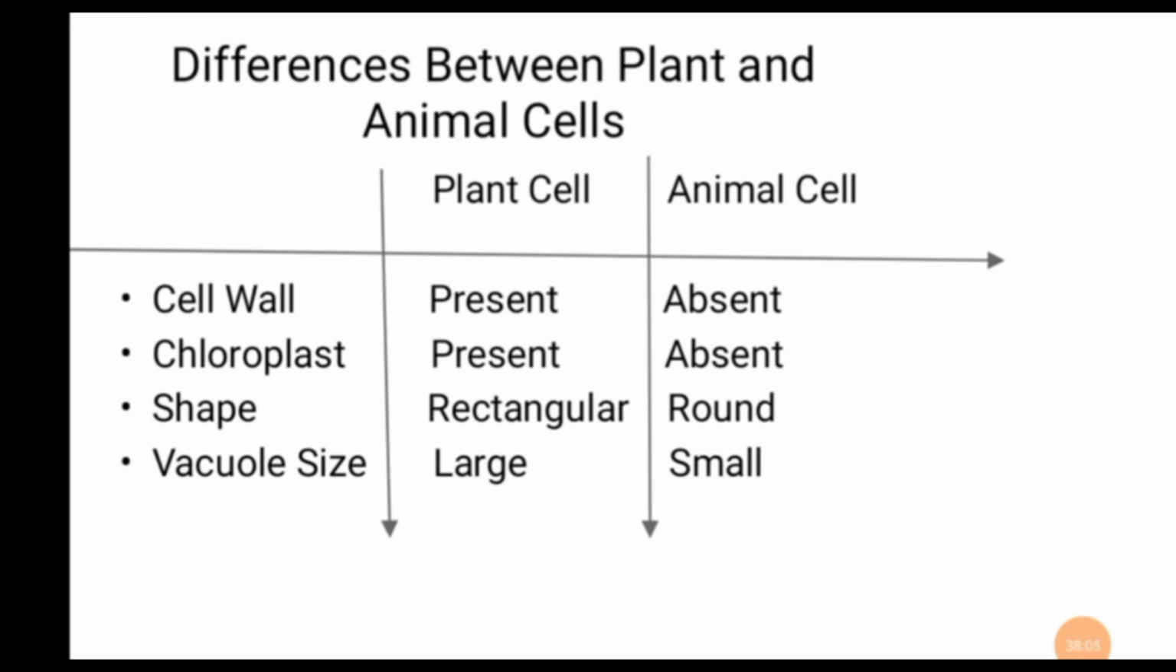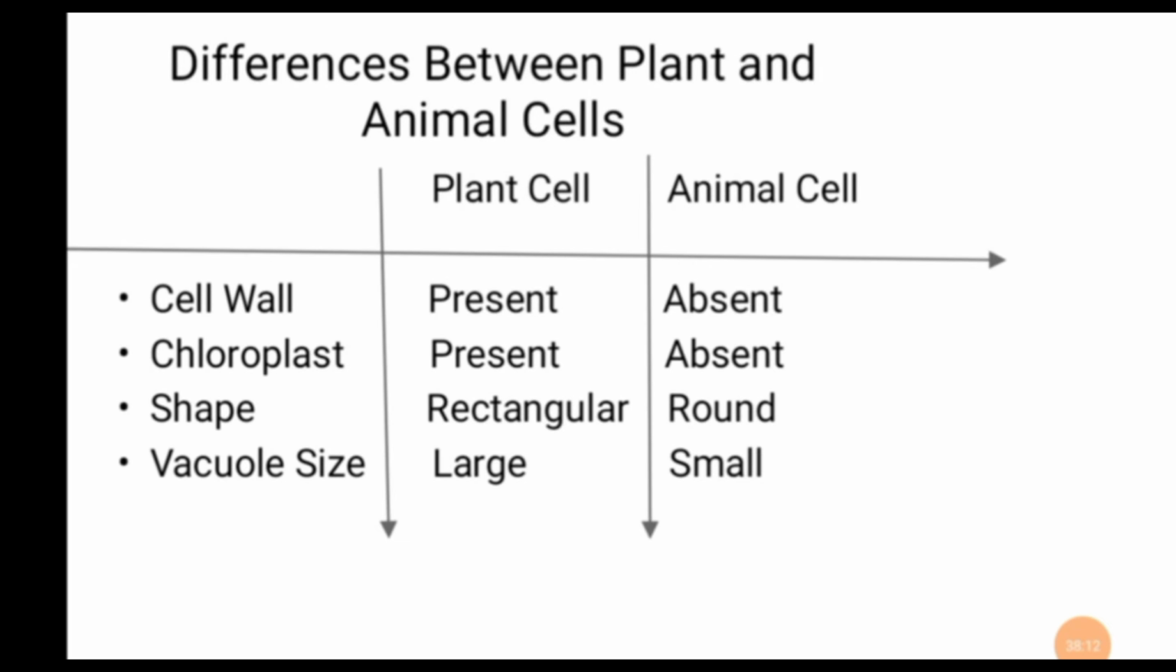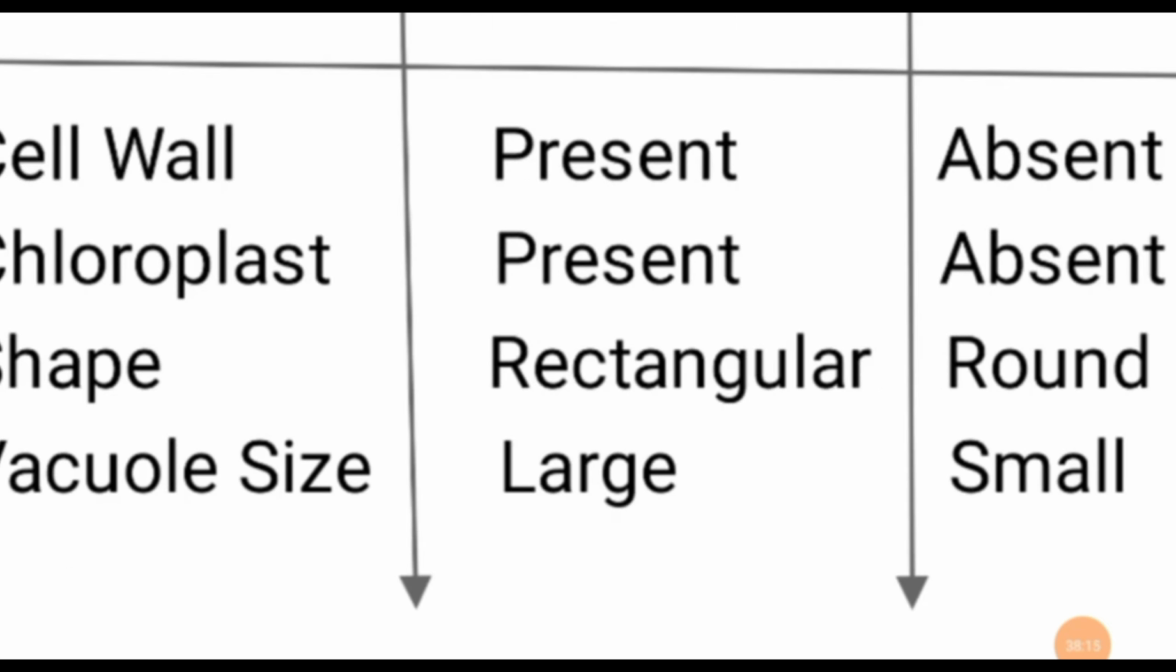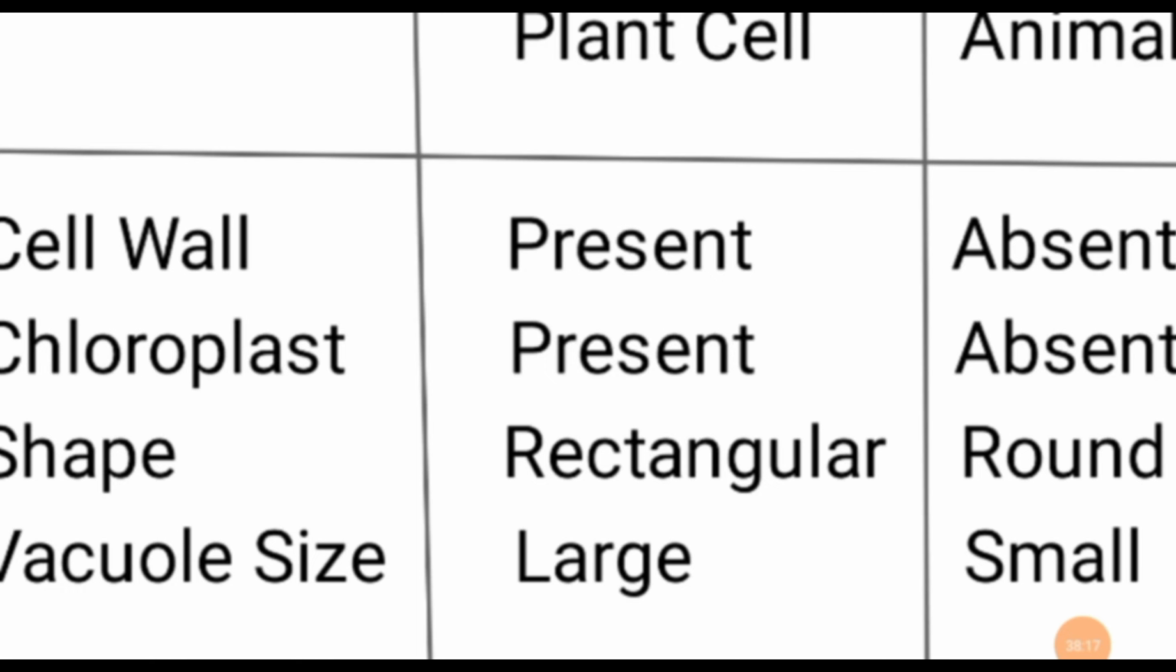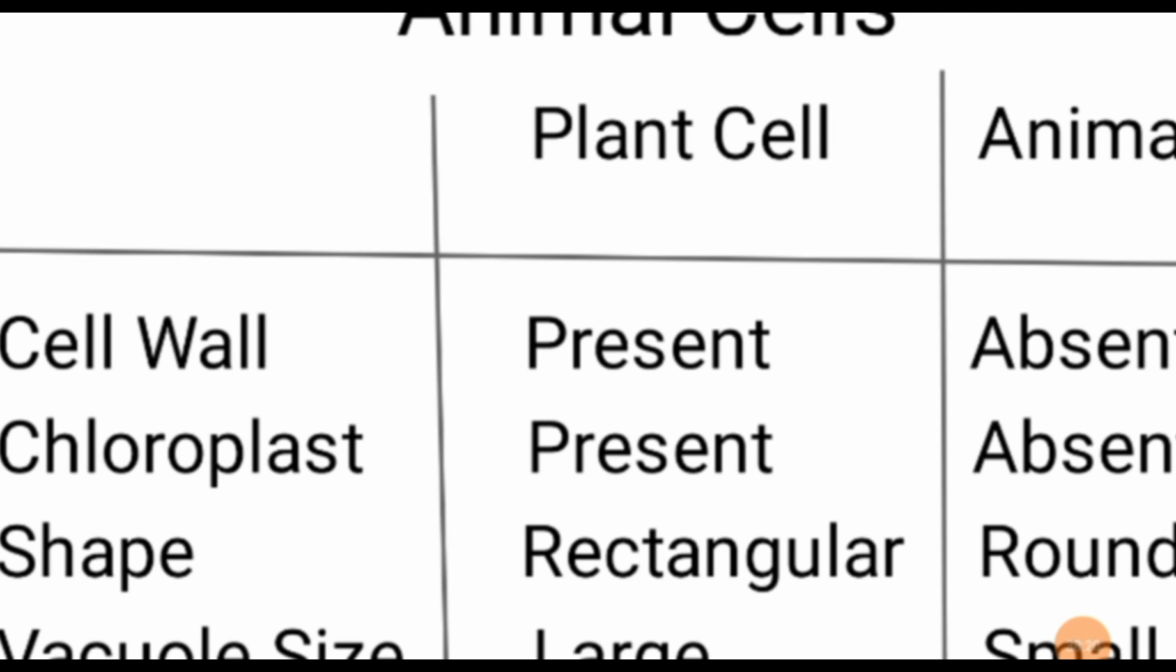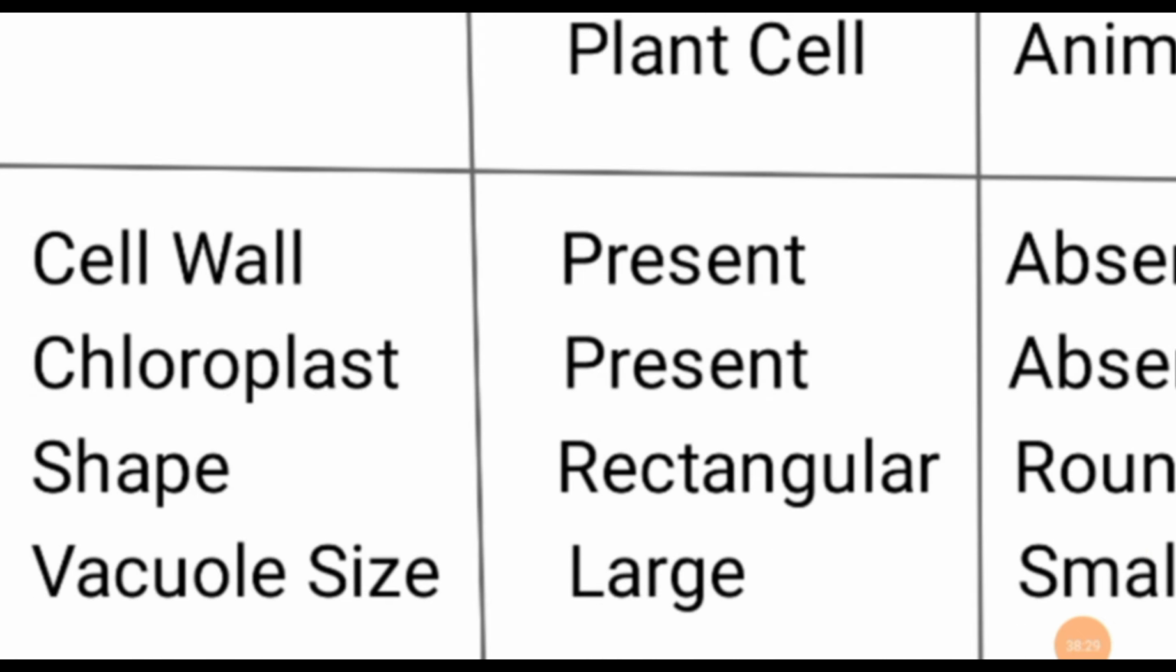Okay. So you have the difference between plant and animal cells. Number one, plant cells have a cell wall, but animal cells do not have a cell wall. Number two, chloroplasts are only found in plant cells. So the plant cells have a cell wall and also have the chloroplast, while the animal cells do not have a cell wall and do not have chloroplasts.